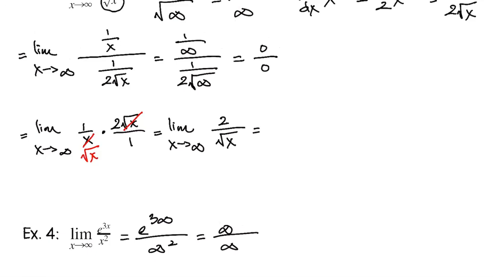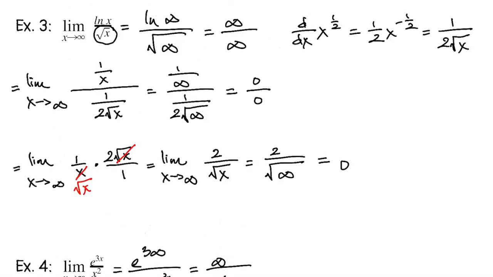And now let's try plugging in our numbers again. 2 over square root of infinity. And what does that give us? 0. Yeah, this gives us 0. So guess what, folks? This question has an answer of 0.